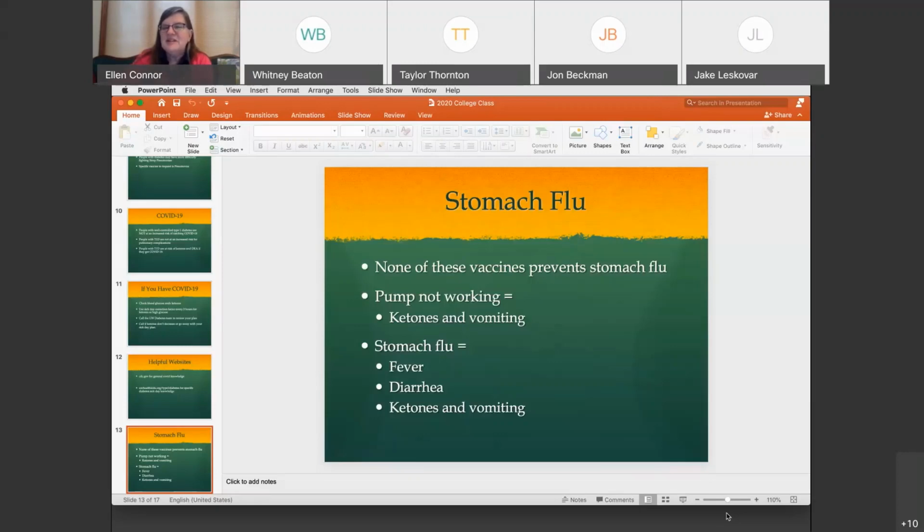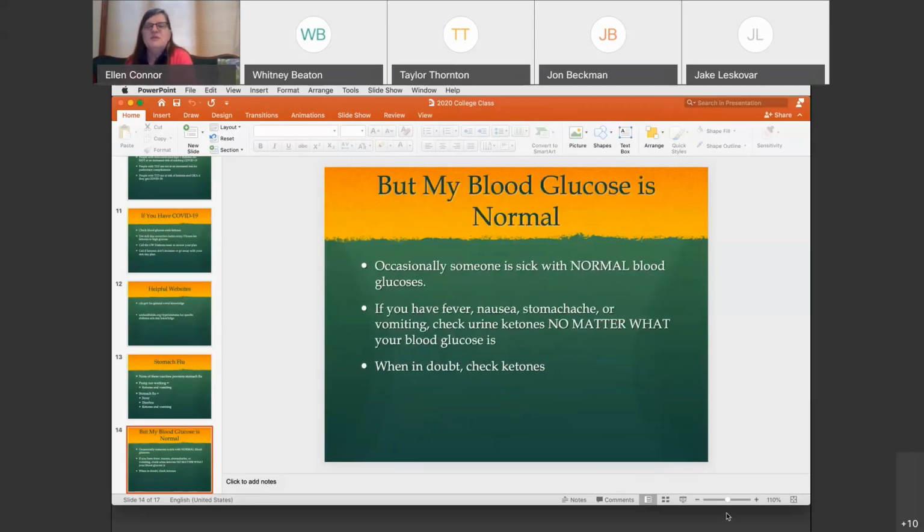Okay, then I'll move on to one more thing, and then we'll talk about something that's kind of fun. Occasionally you might get sick and have a normal blood glucose. I know that most of the time when you're sick, your blood sugar is going to be high from all the stress hormones that are part of the illness. But occasionally someone will have a normal blood glucose or even a low one. But if you've got ketones, no matter what your blood glucose is, it means you need more insulin. And so you've got to check urine ketones. If you are sick, if you feel nauseated or you have fever, or you've got a bad cough, you need to check your ketones even if the blood sugar is perfect.